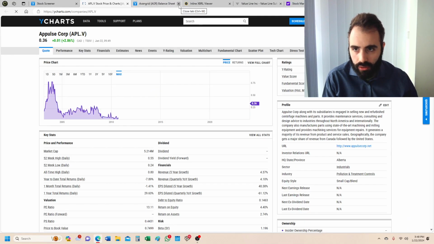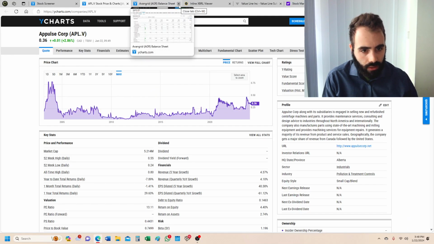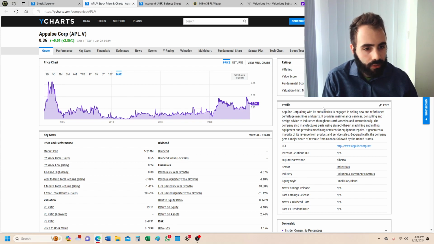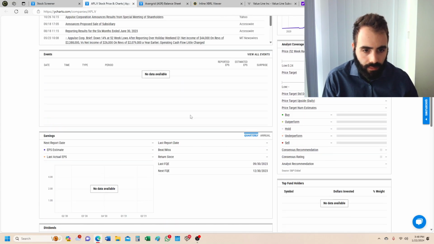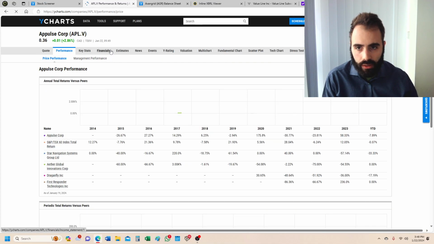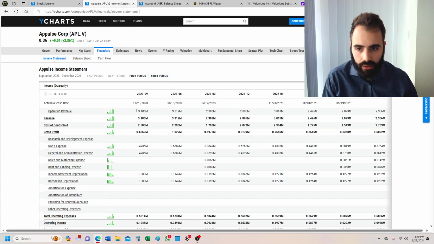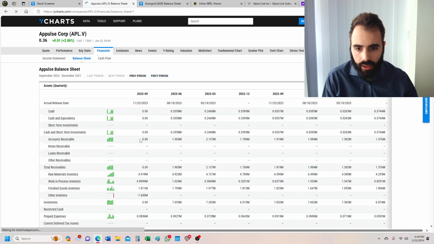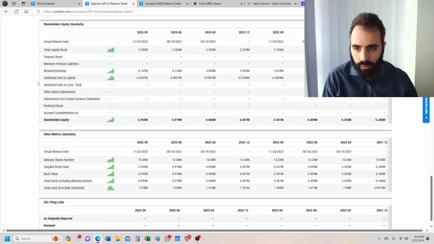A-Pulse, centrifuge machines. Okay. Again, bordering on the edge of my circle of competence here. So we would need a wild margin of safety for me to even consider it. And generally, I'm just doing this for fun more than anything else. I don't think I'm too interested in this company.